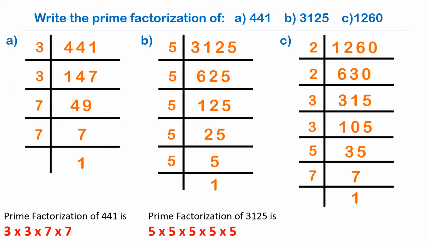So prime factorization of 1260 is 2 into 2 into 3 into 3 into 5 into 7.